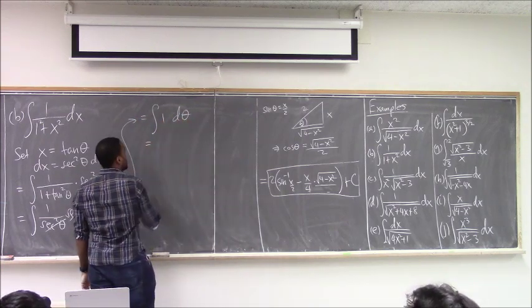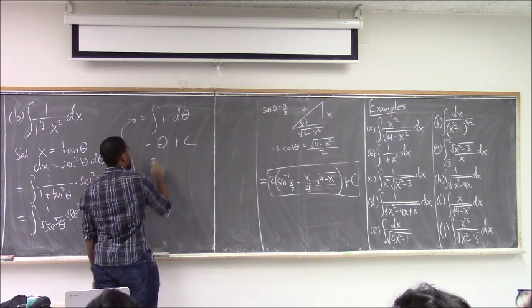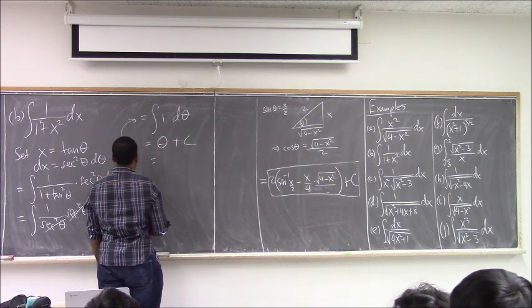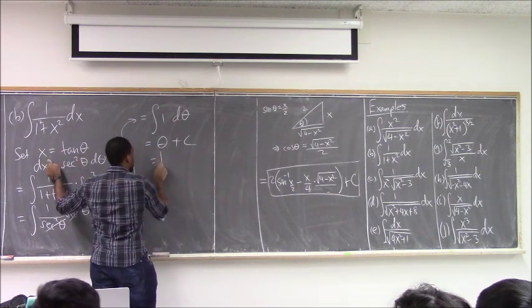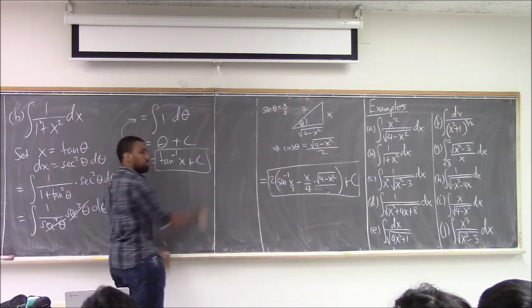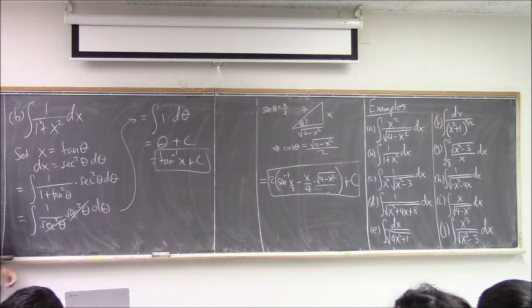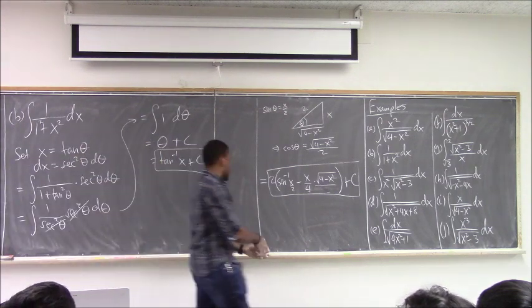What is the integral of 1 d theta? Theta. What is theta? Well, if x is tan theta, then theta is going to be tan inverse of x. That's the answer. We figured out that that was tan inverse with the power of a trigonometric substitution.